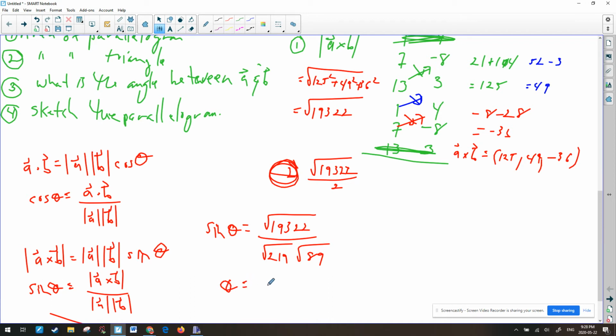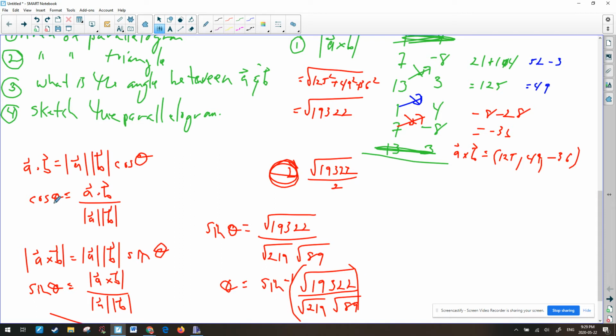So theta is equal to the sine inverse of the root of 19,322, divided, oh no, sorry, that divide's not in the right spot. Oh dang, 19,322 divided by the root of 219, the root of 89, okay? And whatever that ends up being. Lovely. So that's how we could have found the angle.